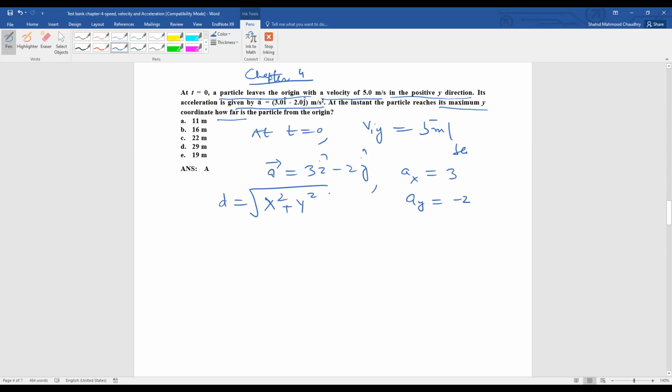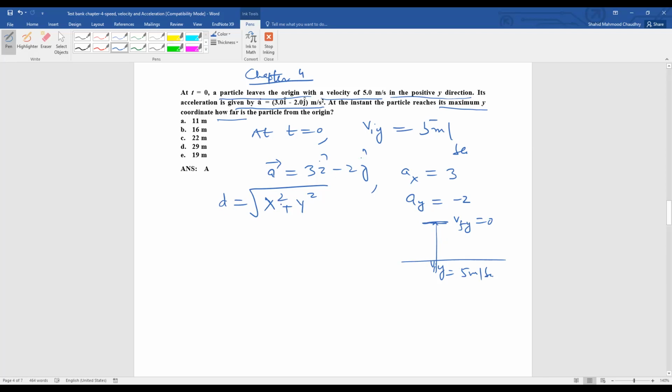So the maximum y coordinate means what? Suppose this is the maximum y coordinate. Then this is Viy, which is given as 5 meters per second, and here Vfy will be 0, the maximum value, the maximum height.